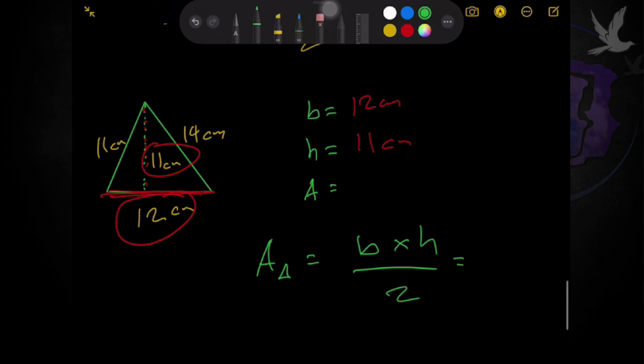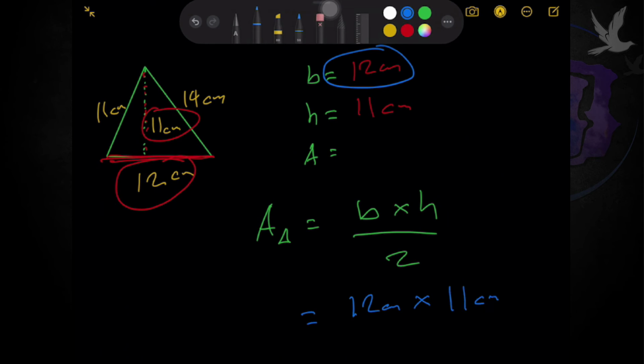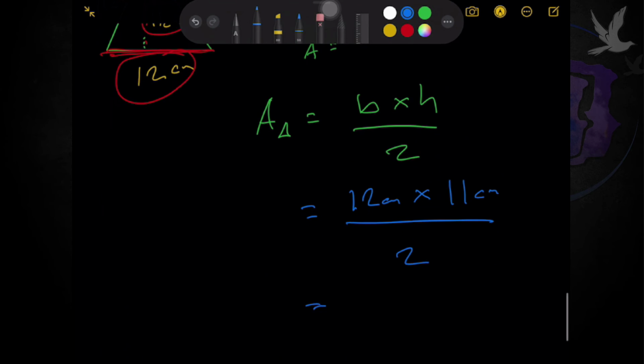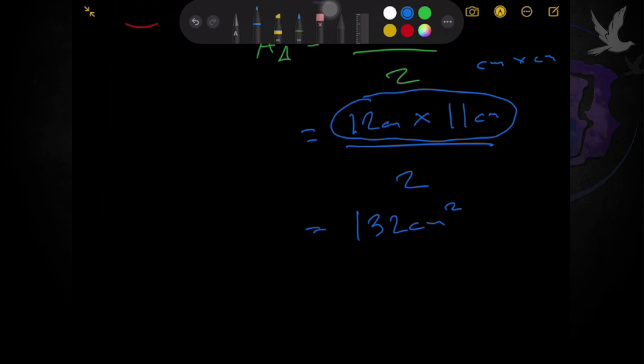So, substituting the value for base, your base is equivalent to 12. I'll just write it below. So that's 12 centimeters multiplied to your height, which is 11 centimeters divided by 2. First things first, what's 11 times 12? That's equivalent to 132 centimeters squared. Again, why squared? Because we multiplied centimeter times centimeter. That's why we ended up with a centimeter squared. And that is the basic unit of an area, just to let you know.